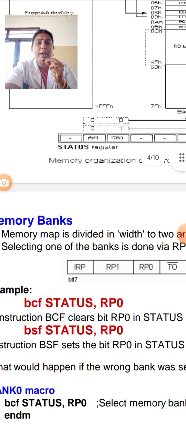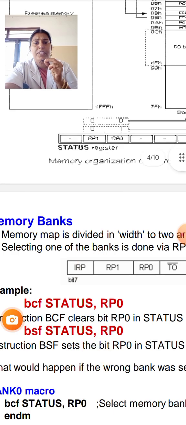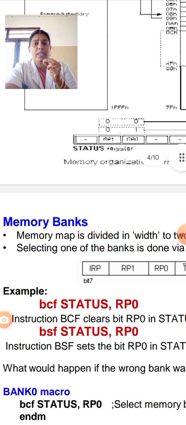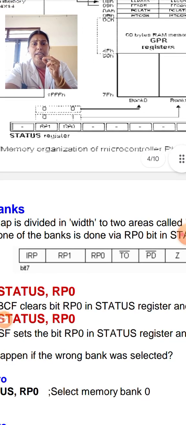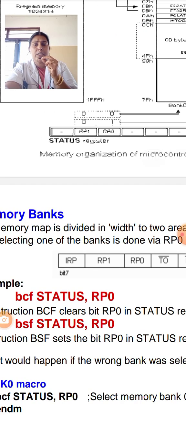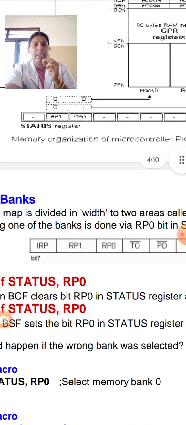Next one is the memory banks. The memory map is divided into two areas called banks, bank 0 and bank 1. Selecting one of the banks is done via RP0 in the status register. So the status register has got 8 bits: IRP, RP1, RP0, TO, PD, Z, DC and C.